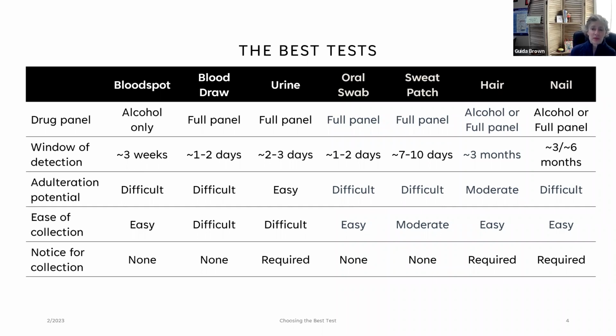Hair and nail, I'm going to spend some time on hair and nail. We can test both of those samples for alcohol and other drugs of abuse. In hair, it's about a 3-month window of detection for both alcohol and other drugs of abuse. The adulteration potential is moderate. People treat their hair, people curl their hair, people shave their hair, and they get it all off, so it's not accessible at all.